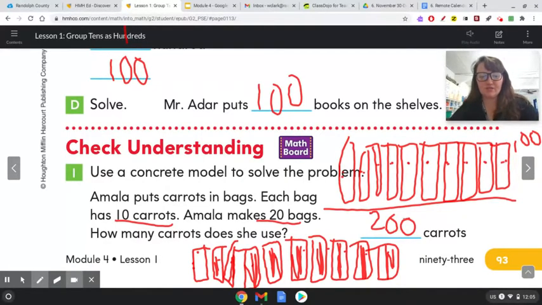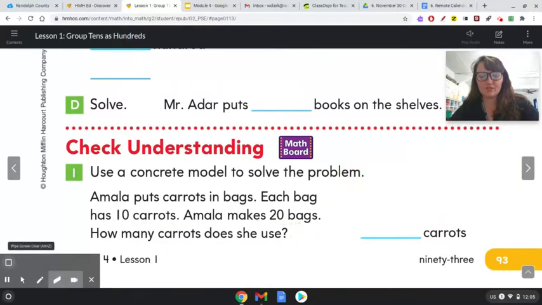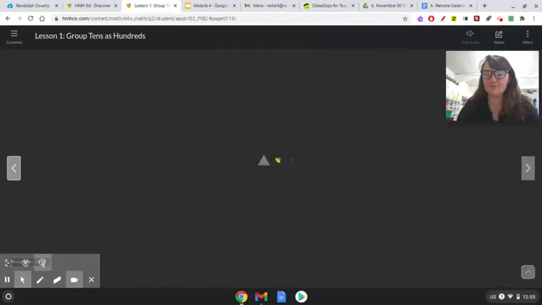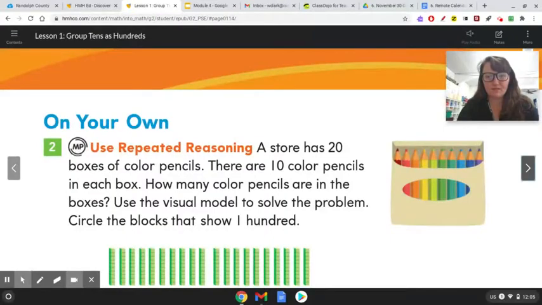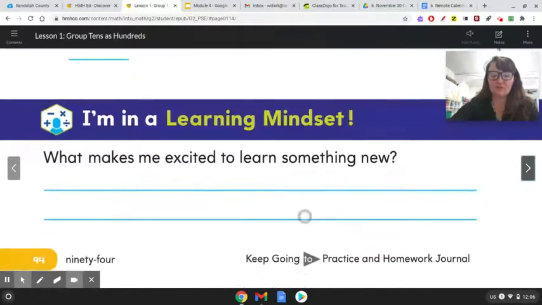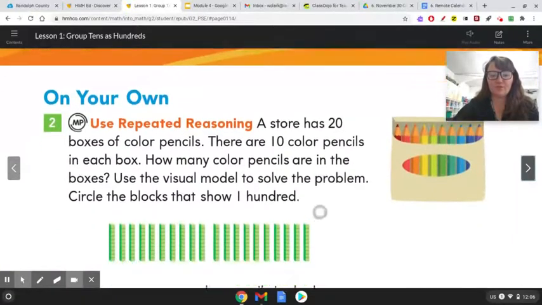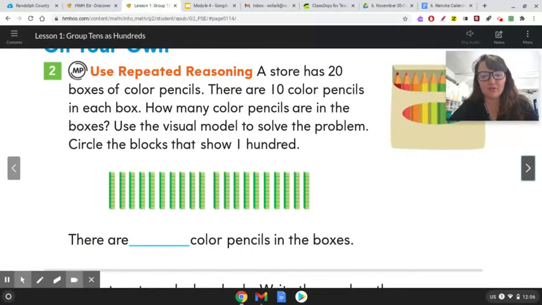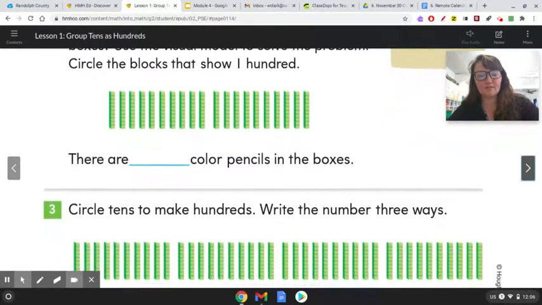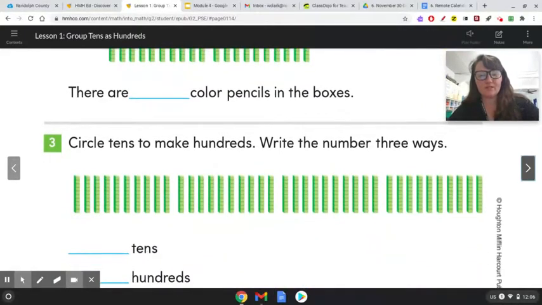Okay? So now that we've solved this one together, you guys are going to solve the next page by yourself. Okay? So now let's see if we need to do the whole, yeah, it's just one page. So I'm going to read it to you and I want you to solve it on your own. A store has 20 boxes of color pencils. There are 10 color pencils in each box. How many colored pencils are in the boxes? Use the visual model to solve the problem. Circle the blocks that show 100. There are blank colored pencils in the boxes. All right, go ahead and solve that, and then come back for the next one.